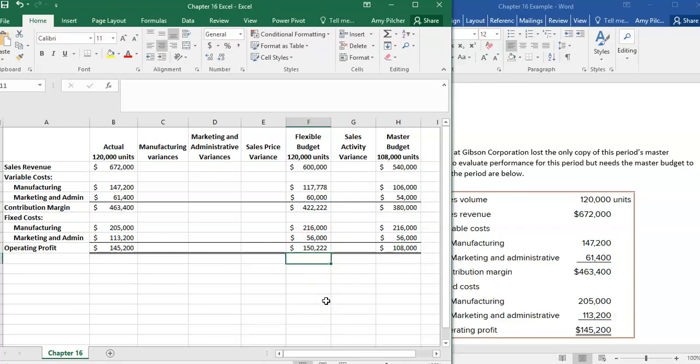Now we're going to look at the different variances. So our sales activity variance, remember that this variance is caused specifically by the difference between how much we budgeted for 108,000 units and what we did in our flexible budget. So we have a $60,000, so we just take our flexible budget amounts minus the master budget amounts.